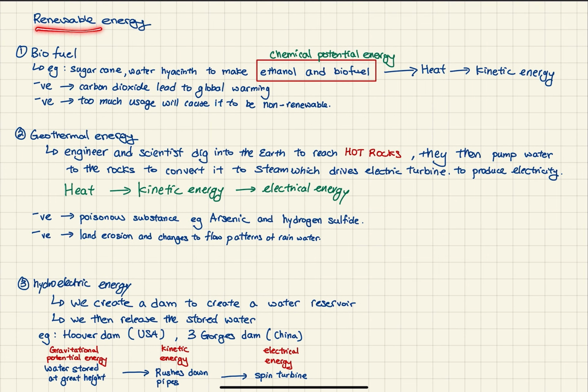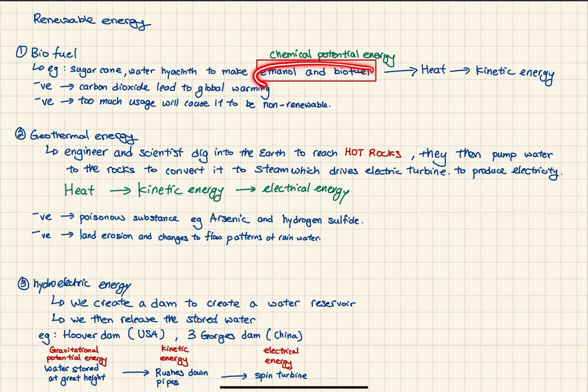Now we're going on to renewable energy. One example is biofuel. We use a lot of sugar cane and water, something that I can't pronounce, to produce ethanol and biofuel. These are so-called slightly more environmentally friendly fuels.